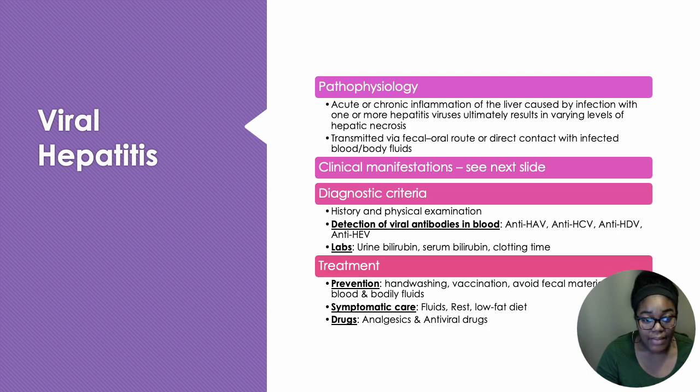You have different labs. You have serum bilirubin, clotting times, and you also want to look at your liver function enzymes, and that would include your AST, ALT, ALP. All of those would indicate some sort of viral issue with your liver. As far as treatment, you want to do heavy hand washing, you want vaccination against hepatitis A and B, and you want to avoid fecal material, blood, and bodily fluids. As far as care, if you do develop hepatitis, you want to have fluids, rest, low-fat diet, and as far as your drugs, you want to use antiviral drugs and analgesics.